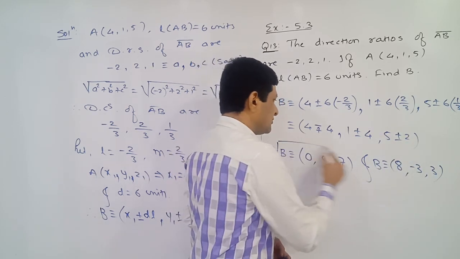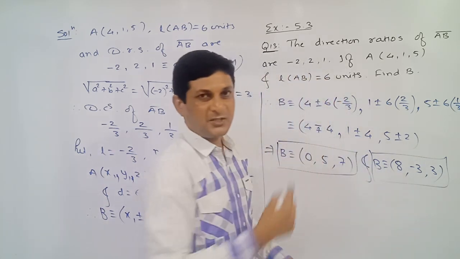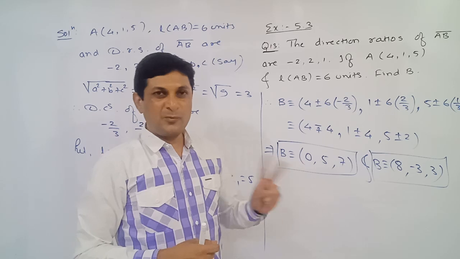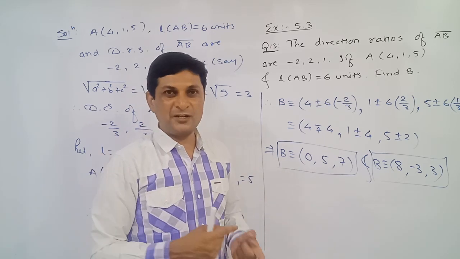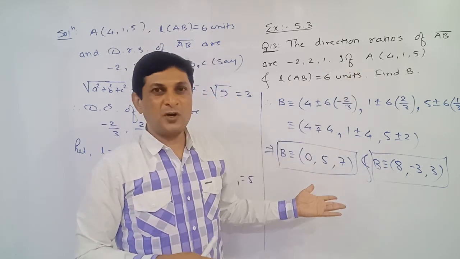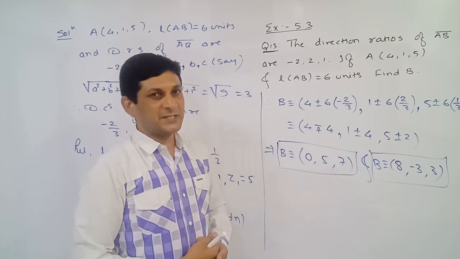In this way we have got 2 points which satisfy all the conditions in the example. So hope you have got it. How many points exist which satisfy the given condition? 2 points, which are at how much distance? 6 units. If you want to check whether the answer is correct or not, you are able to apply the distance formula also.